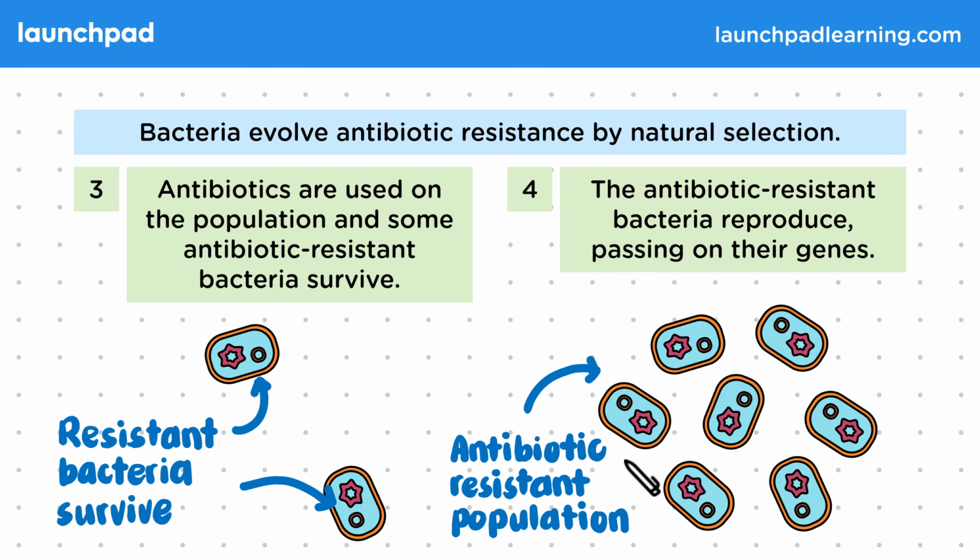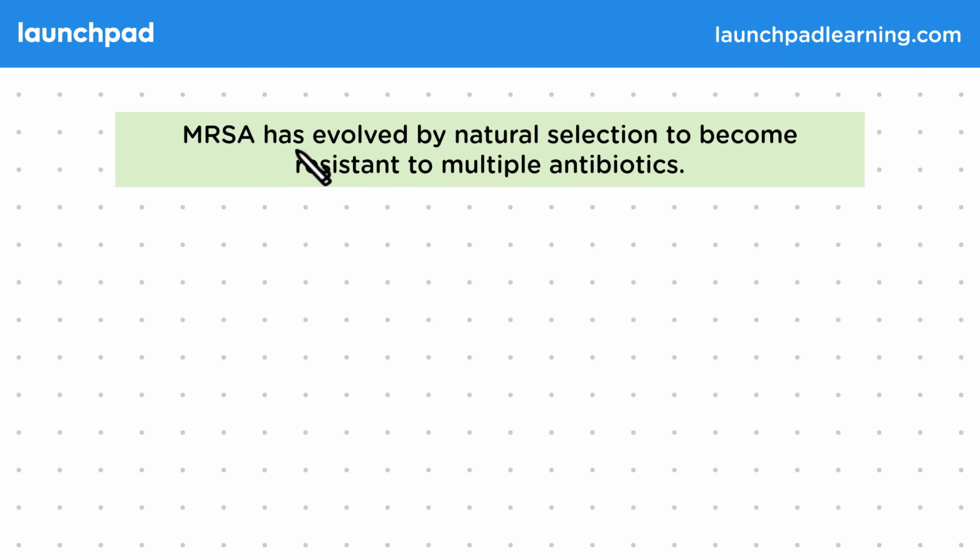In the exams, you should be able to describe how bacteria can become antibiotic resistant through natural selection, and you should be able to describe antibiotic resistance as an example of the evidence for evolution. What's an example of a bacterial pathogen that has evolved this way? MRSA has evolved by natural selection to become resistant to multiple antibiotics.